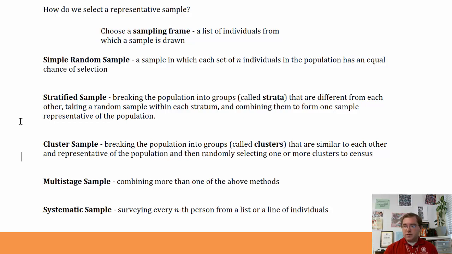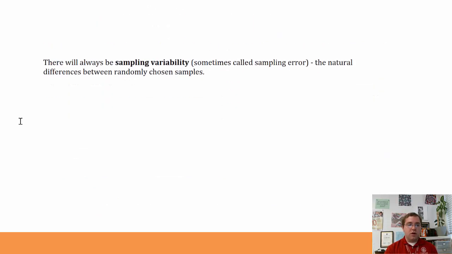No matter how I choose my sample, there will always be sampling variability. Sometimes this is called sampling error, but we're not going to call it that because error implies that there's something wrong with it. Sampling variability is natural and it's unavoidable. There will naturally be differences between randomly chosen samples. If I take a sample of 100 people and I measure some value of it, it's going to be different from some other sample of 100 people that I could have chosen from that same population and measured the value of it.